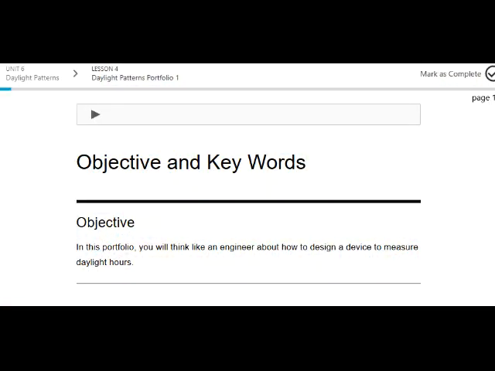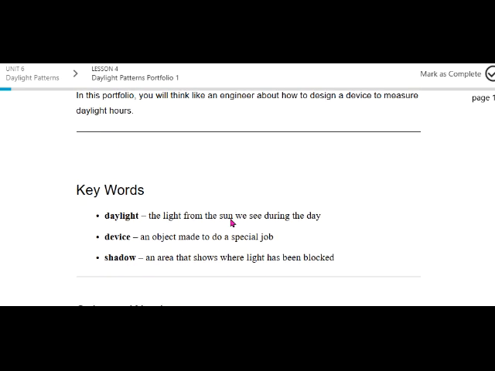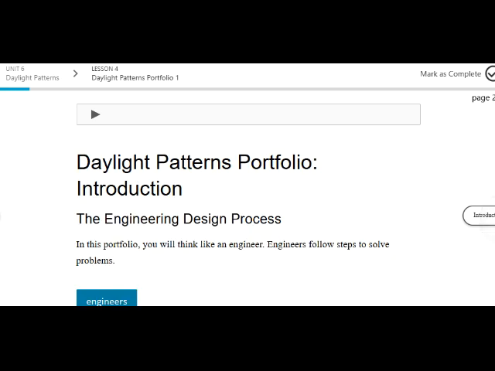Objective and key words. In this portfolio, you will think like an engineer about how to design a device to measure daylight hours. That's our objective, or what we want to do. Our key words are daylight, the light from the sun we see during the day, device, an object made to do a special job, and shadow, an area that shows where light has been blocked.